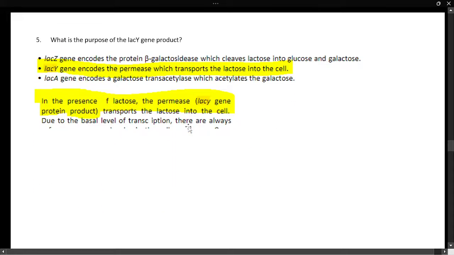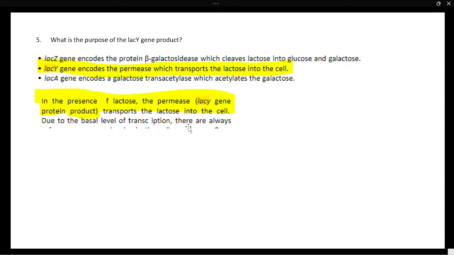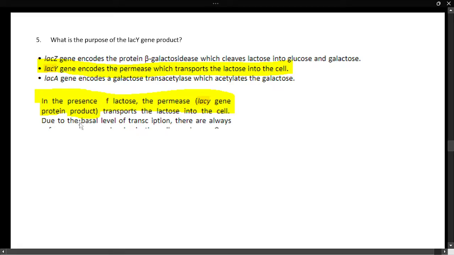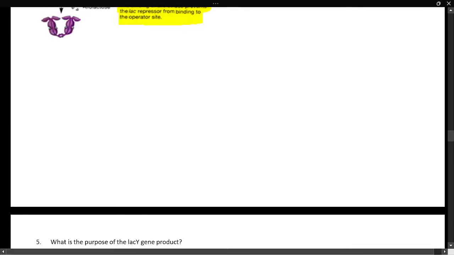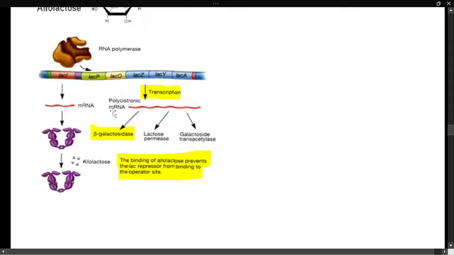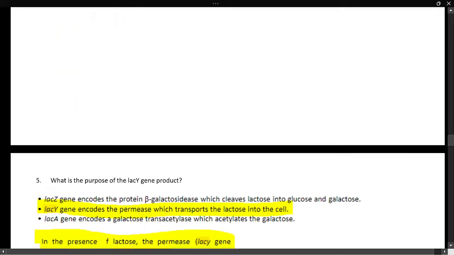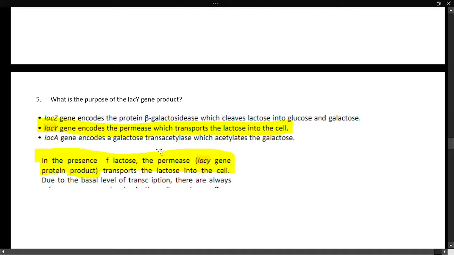Okay. Next, what is the purpose of the lacY gene? There wasn't much on this on the sheet, even in Smart Bios, I believe, but more or less it says it encodes for the permease, and then this brings it in. It's one of the 3 products made from the mRNA. So there it is. And so this basically allows entry for lactose into the cell. That's all there is to it. There's not much.